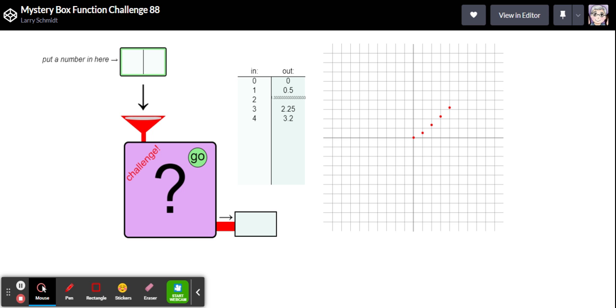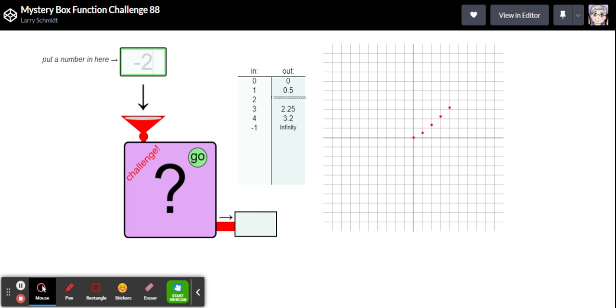Let me try a negative value. So I'm going to put in a -1. Oh, so when we get this infinity thing, that means the function has suddenly gone shooting up towards infinity or down towards negative infinity. It basically says there's an asymptote there at -1. So I don't think this is a square root function.